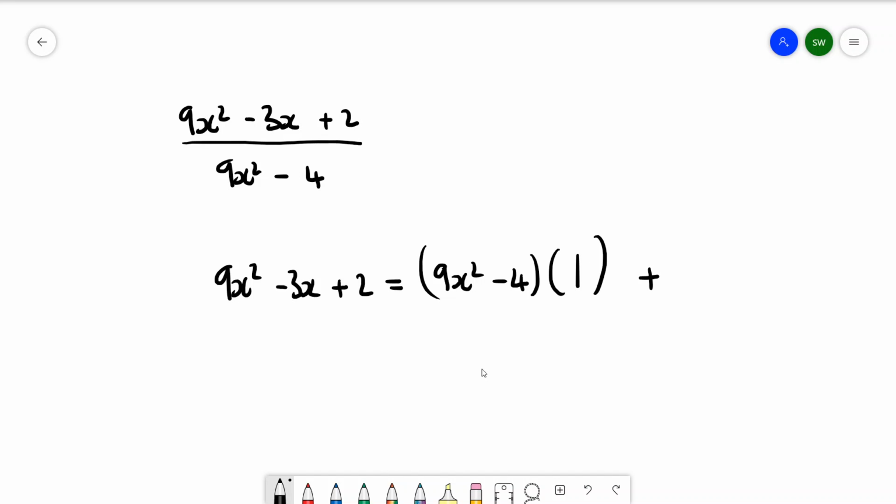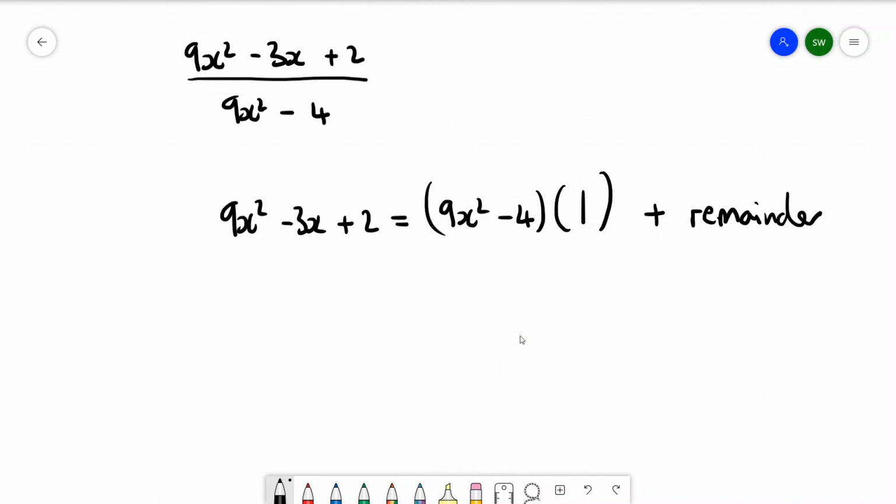And we need to add on some remainder. And it's quite clear here that the remainder, well, let's work through it. If we multiply these two together, we're going to have just 9x squared minus 4. So we need to work out, what do we need to add to this in order to get minus 3x? Well, we just need to subtract 3x. And at the moment on the right hand side, we've got minus 4 and we want plus 2. So we're going to have to add on 6.